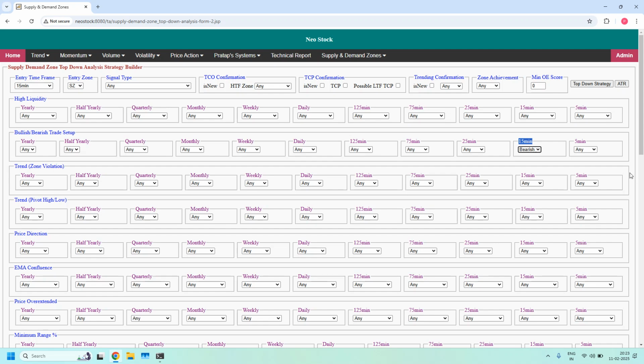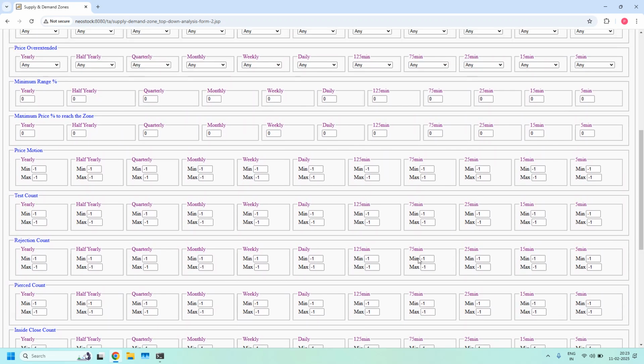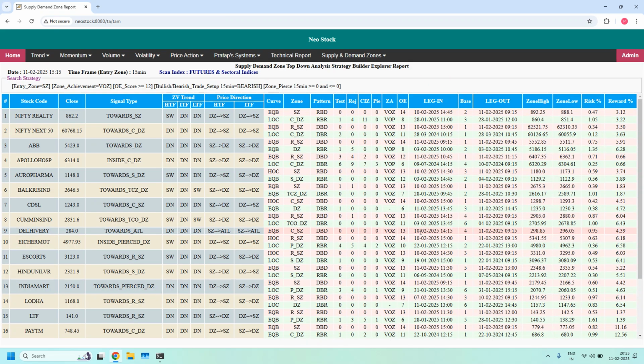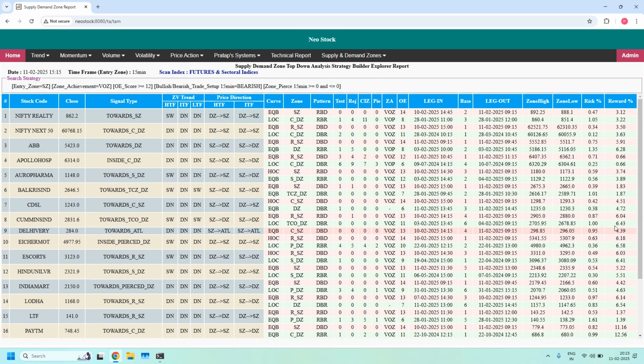And the 15 minute supply zone should not be pierced. So in the pierced count, at 15 minutes time frame, minimum value 0, maximum value 0. Zone achievement VOZ, minimum odd enhancer score 12. With all the three filters, we got 21 stocks. These 21 stocks are currently supporting bearish trade setup for daily income trade, and entry time frame zones are 15 minutes supply zones. So first 16 stocks in the list.